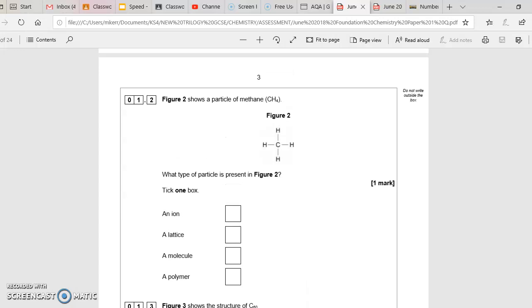We've got this shows a particle of methane, CH4. What type of particle is present in figure 2? Please pause your video.